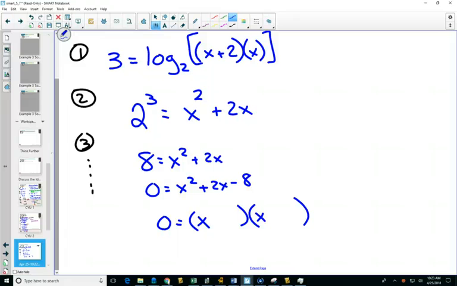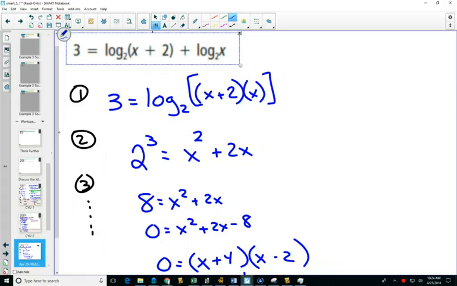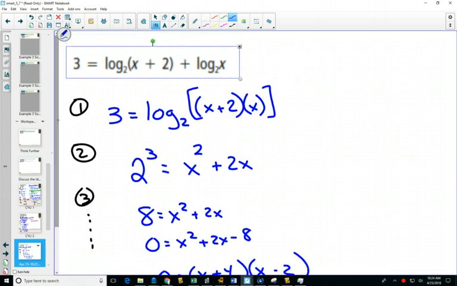x plus 4, x minus 2. Does it work? Yes. Could you use the shortcut here? Well, you could, but you have to change 3 to log 2 of 8, and that's not really a shortcut. So this one I would say, no, we don't want to use the shortcut.